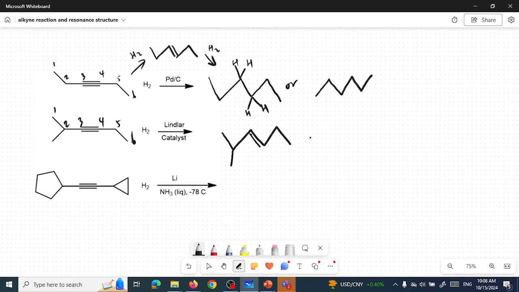But if I turn this into 1, 2, 3, 4, 5, you can have the other branch going this way or going this way. It makes no difference. So this gives you a cis alkene product. Now the hydrogen will add one to each carbon.